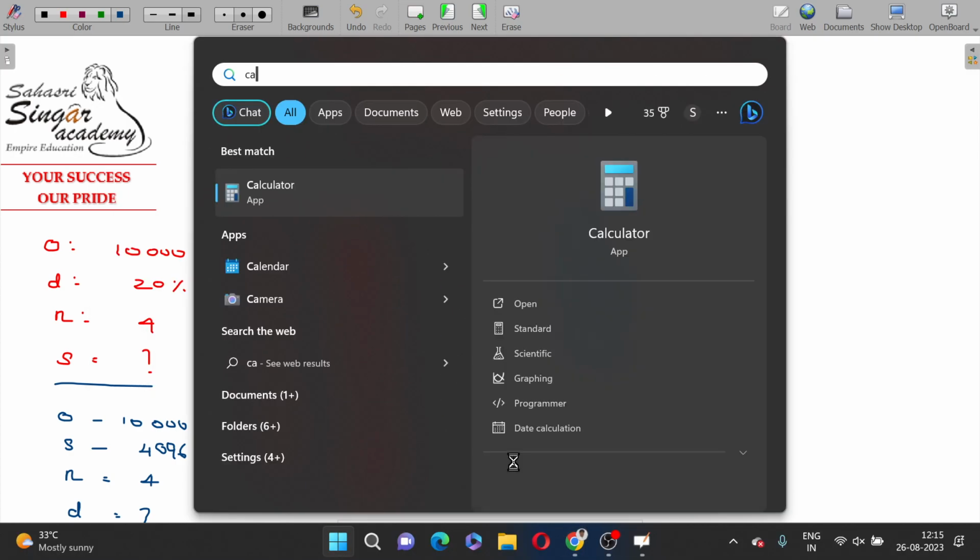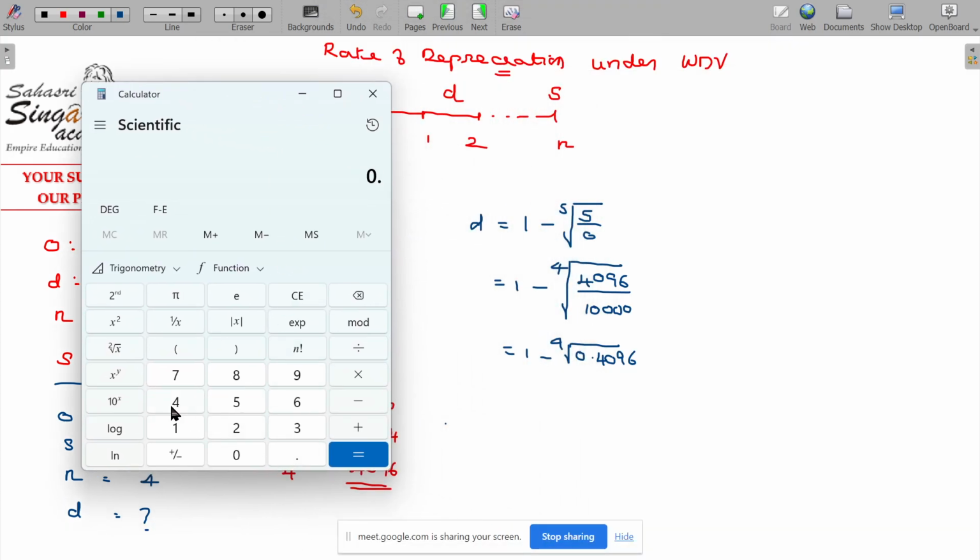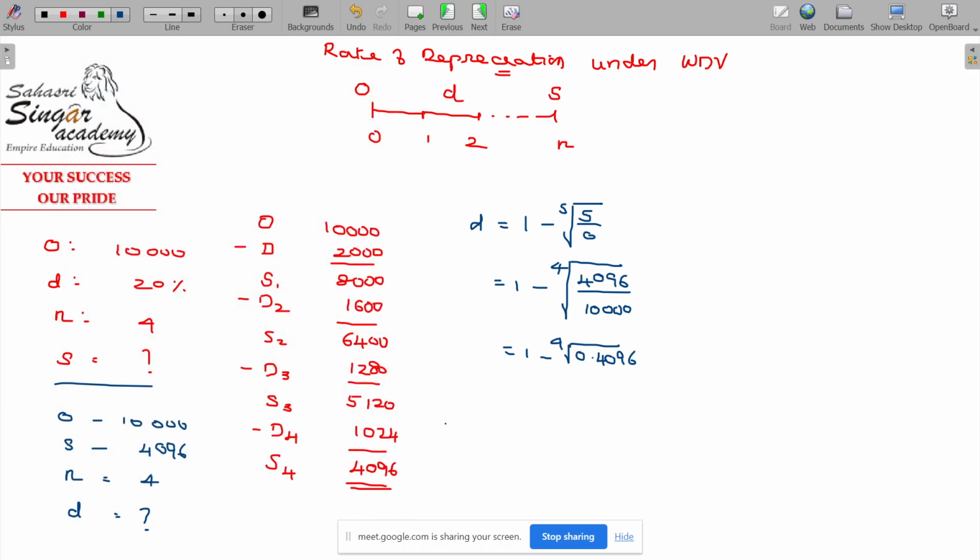Okay, I am going to calculate the fourth root. We need to take the fourth root of 0.4096. Take the root once for the single root, and for the fourth root take the root once more, and 0.8 will be the answer. Of course I have given the shortcuts also along with the interest calculation, so go and see there. The value being 0.8, 1 minus 0.8, then the rate of depreciation being 0.2, otherwise 20%.